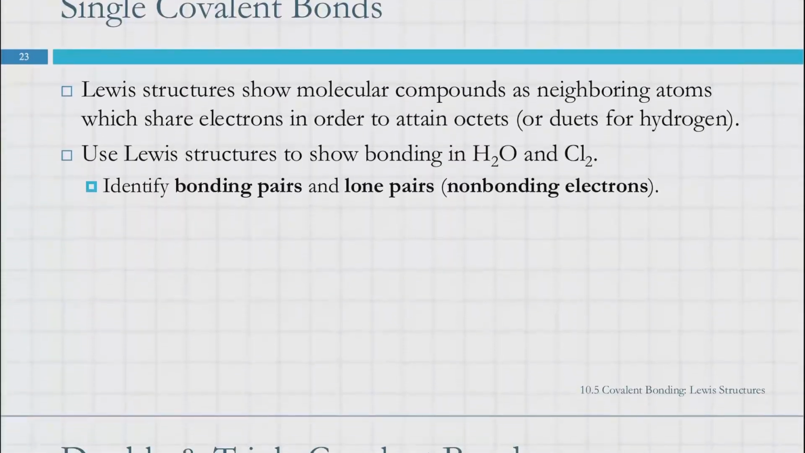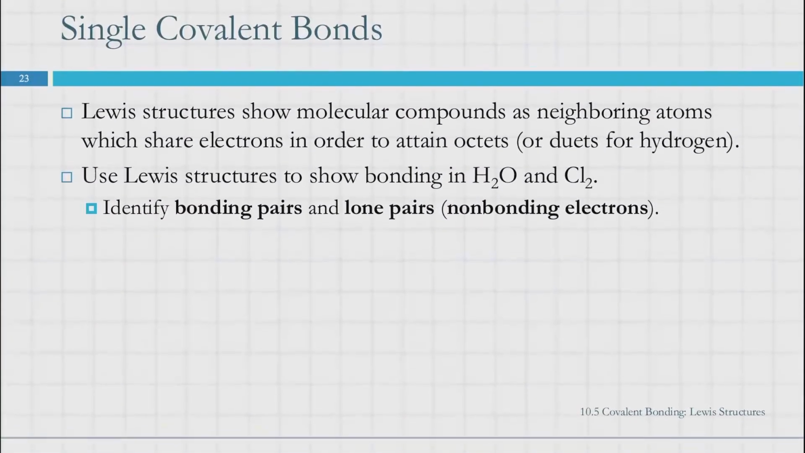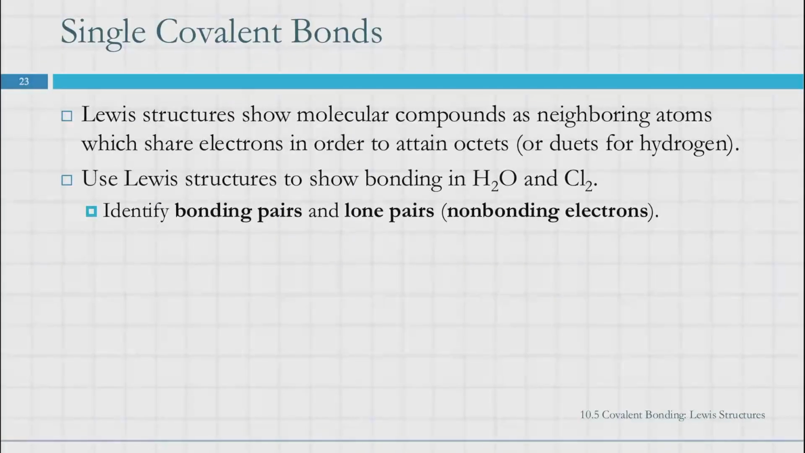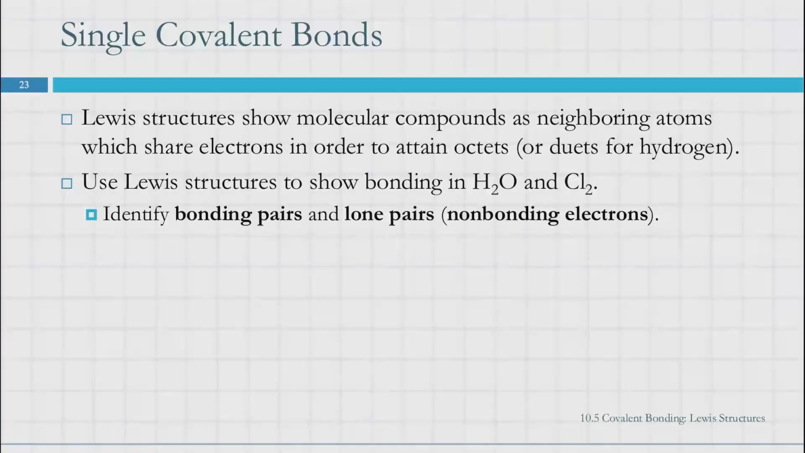Okay, so that's all our ionic stuff. On to the more relevant stuff, the stuff we're going to be spending more time on, which is covalent bonds. So Lewis structures show molecular compounds. Molecular compounds, remember, just being nonmetals. They show these as neighboring atoms that share electrons. That's the co in covalent bonds. They share electrons in order to attain octets or duets in the case of hydrogen.